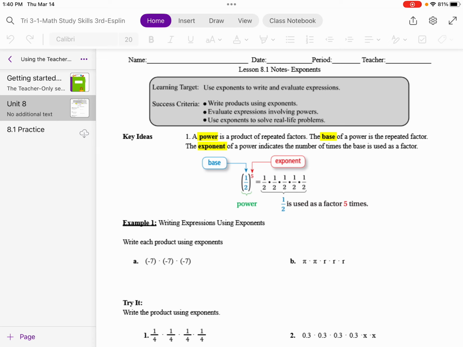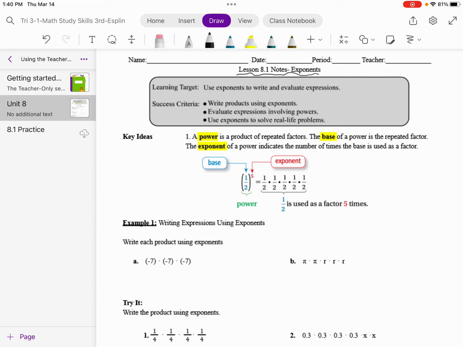We're going to start a new unit today, Unit 8. If you have not got to the notes in class notebook, make sure you get there. Pause the video, go open up your notes in Canvas and class notebook and look for Unit 8 notes.